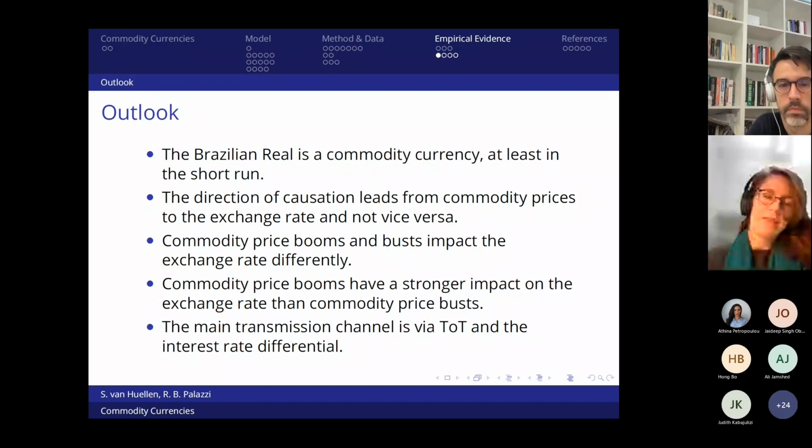The direction of causation very clearly leads from the commodity price shock to the exchange rate and not vice versa, which is one of the hypotheses that are evaluated in the literature as well. Commodity price booms and busts do impact the exchange rate differently, and we expect some of these observations to differ across countries as their intervention strategies also differ, and potentially also differ across time periods. Commodity price booms do have a stronger impact on the exchange rate, so stronger appreciation pressure than commodity price busts, and the main transmission channel still seems to be via the terms of trade and also the interest rate differential.